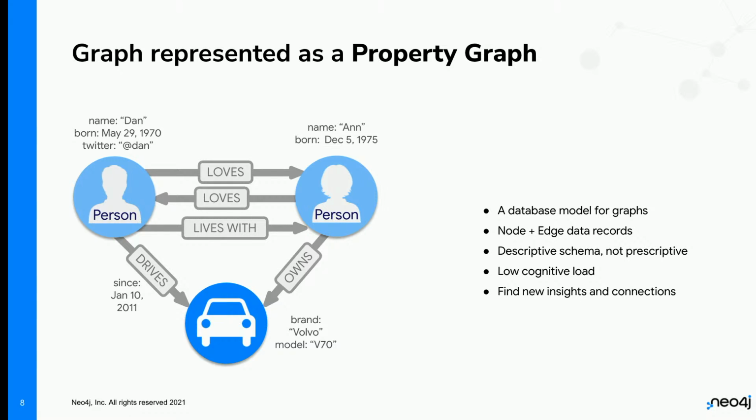Right, and then the actual data that you add there is basically small, arbitrary key-value pairs that you can add. So if you want to have values like this person's been driving this Volvo since this particular date, you can add that to the relationship. Of course, you can say things about the Volvo itself, like what brand it is and what model it is.